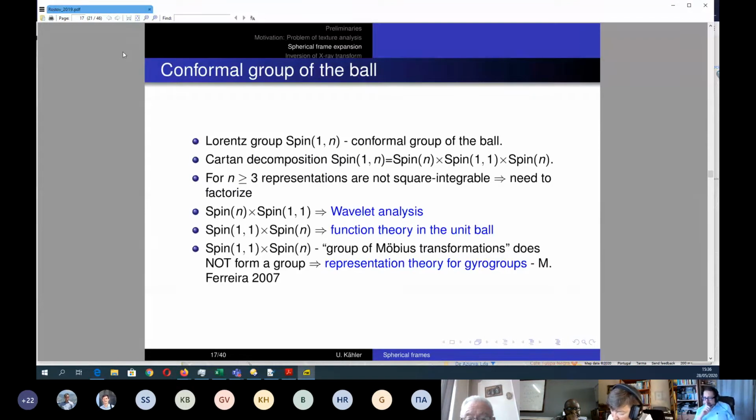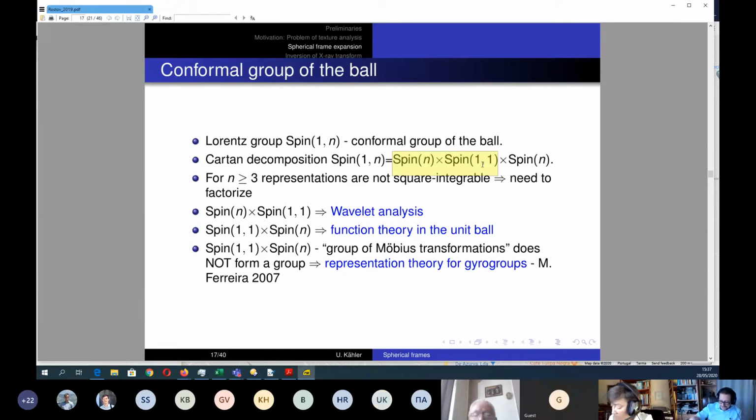We will discuss actually more the second one. For that, as I said, we have to use this group Spin(n+1,1), and that's the conformal group of the ball, which means it represents all conformal transformations on the ball. You can take the entire group Spin(n+1,1) and then decompose it into Spin(n) times Spin(1,1) times Spin(n), also known as the KAK decomposition. As I said before, if n is larger than or equal to 3, these representations of these groups in terms of translations and dilations are not square integrable. The translations are given by Spin(n) acting on the sphere, and the dilations are given by Spin(1,1).